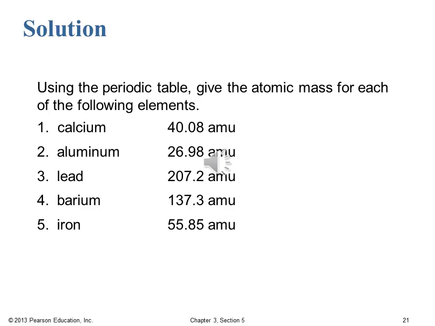Okay, so hopefully you were able to glance at the periodic table and just take the mass number below the element symbol. So calcium, element symbol capital C, lowercase a, has an average atomic mass of 40.08 AMU. Aluminum, capital A, lowercase l, 26.98 AMU. Lead, capital P, lowercase b, 207.2 atomic mass units. Barium, capital B, lowercase a, 137.3 atomic mass units. And then finally iron, capital F, lowercase e, 55.85 atomic mass units for its average atomic mass.